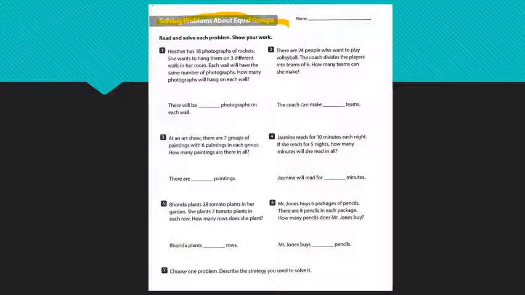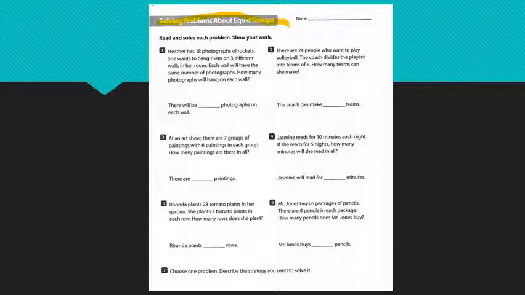Number 1 says, Heather has 18 photographs of rockets. She wants to hang them on 3 different walls in her room. Each wall will have the same number of photographs. How many photographs will she hang on each wall? So we'll think about that for a second. Think about what we might have to do. Think about a strategy that we might use to solve. And then we'll read it again.